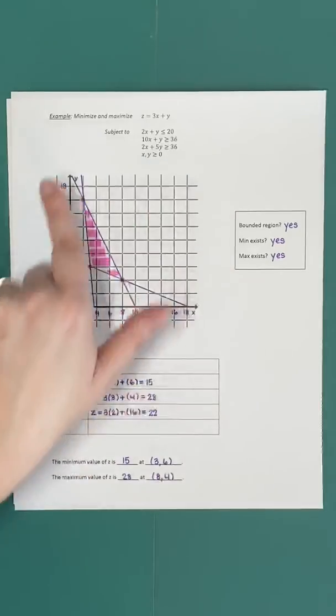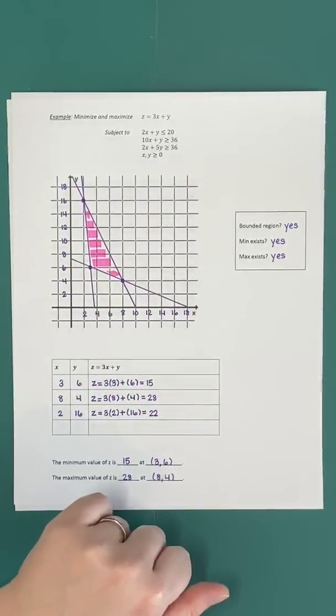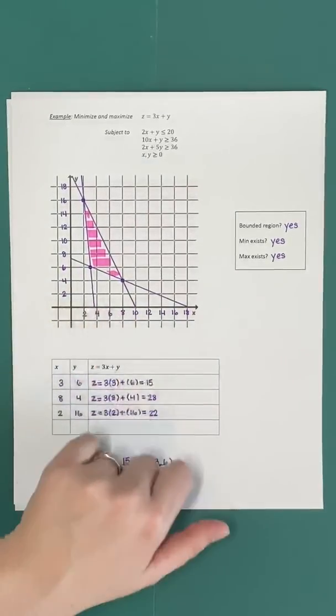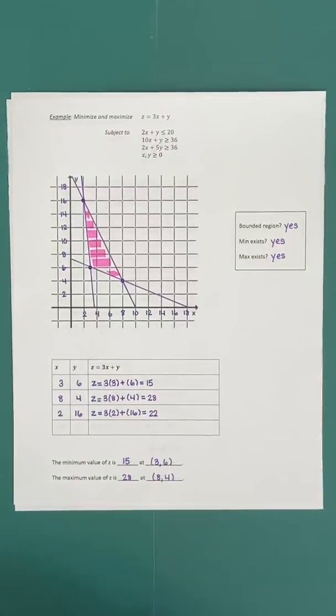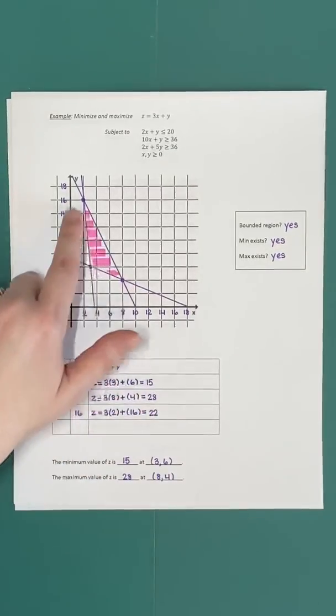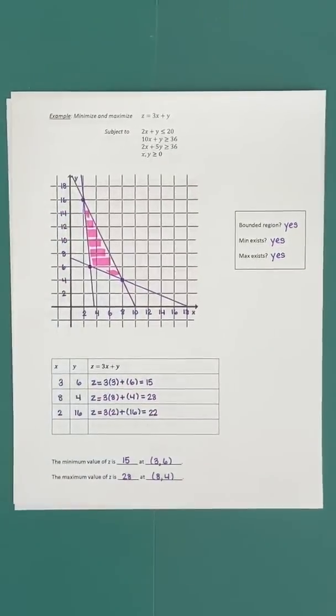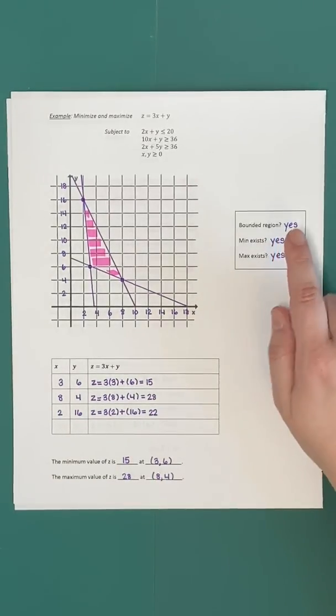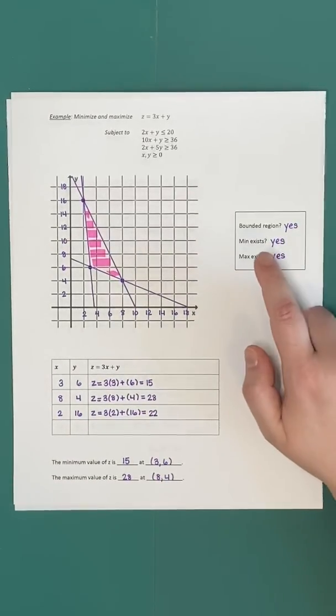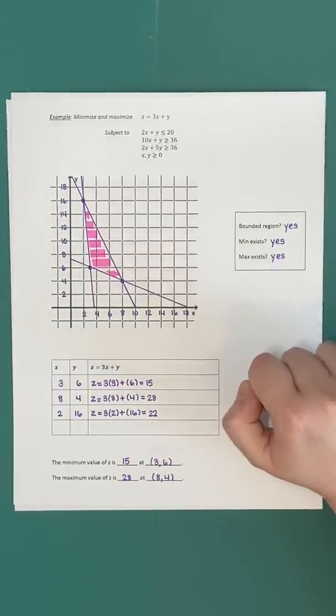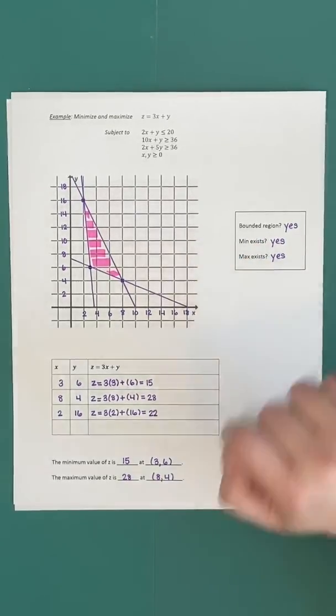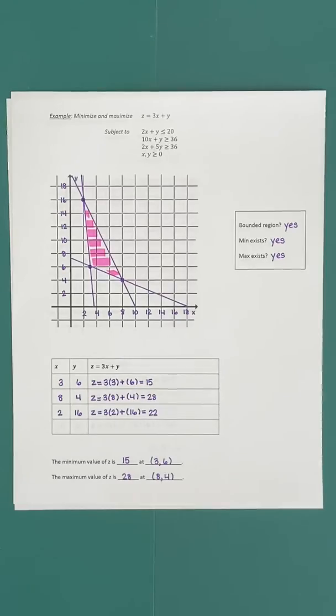Now, if you put it on an actual graph, you may be counting by something other than ones. Notice I counted by twos here. That's fine, not a big deal. Make sure based on whatever scale you have though, you know where those corner points are. So our solution region, our feasible region, is bounded. As long as it's a bounded region, we know that yes, in fact, a minimum does exist, and yes, in fact, a true maximum does exist as well.